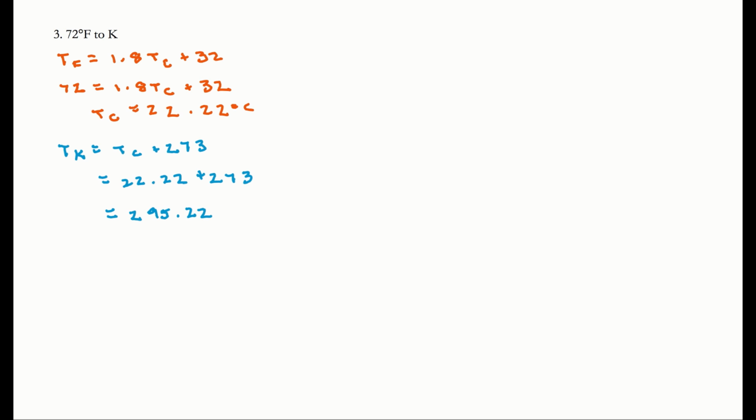295.222222 Kelvin. Okay. However, because the last step that I did was addition, right? 22.22 has at least 2 decimal places. 273 has no decimal places. So I'm going to round this so that it has no decimal places. So this would just round to 295. And my units are going to be Kelvin.